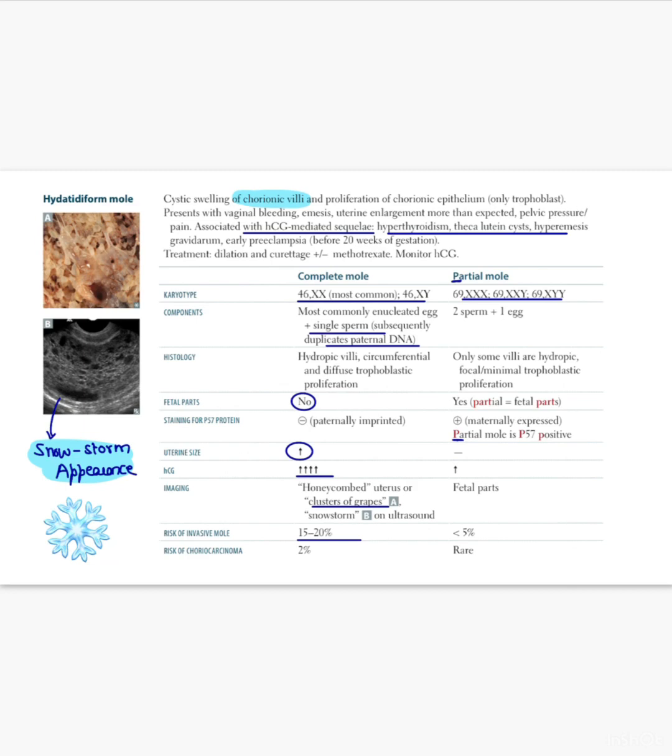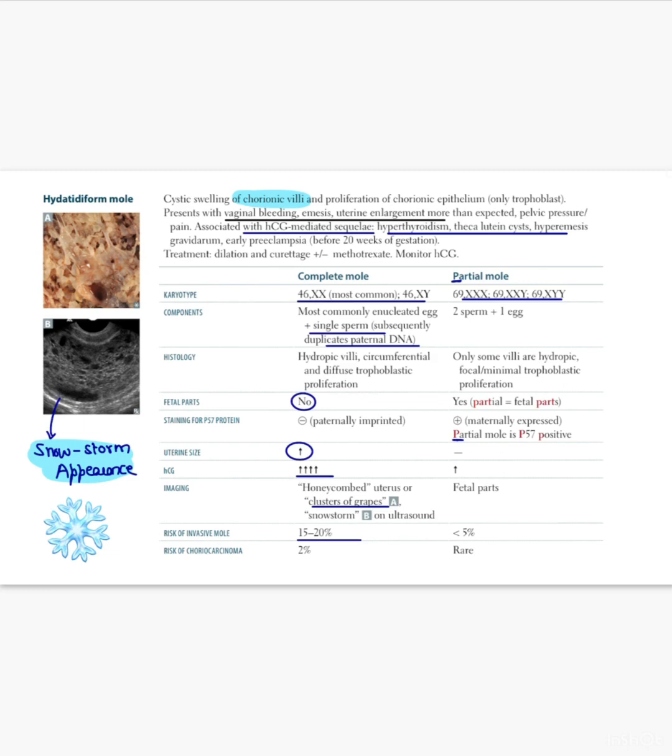This is again important. The patient presents with vaginal bleeding, emesis, hyperemesis gravidarum, and uterine enlargement much more than expected. Why? Because there is complete cystic swelling. There is no fetal part, so it has grown much more than the height of gestation. So that is your hydatidiform mole.